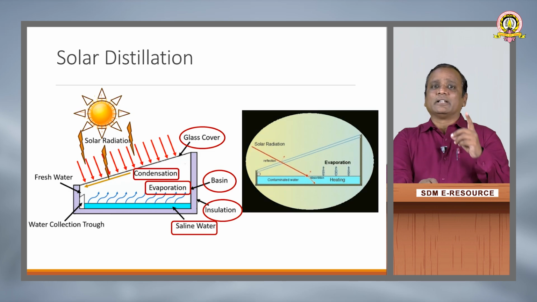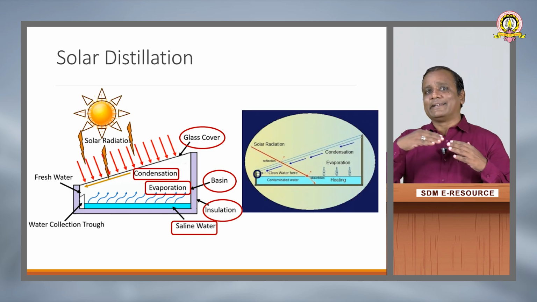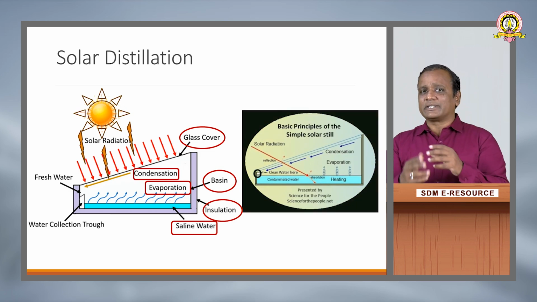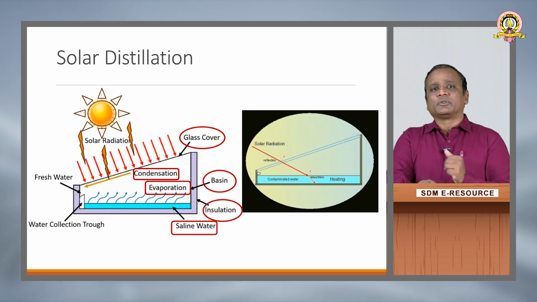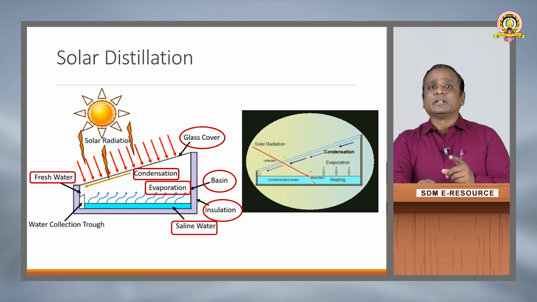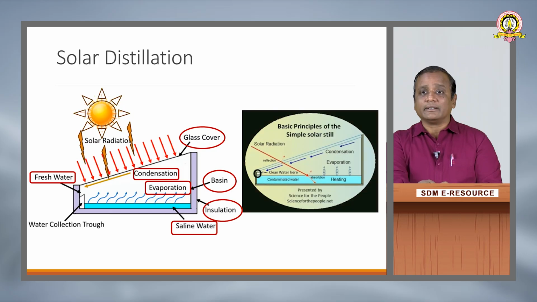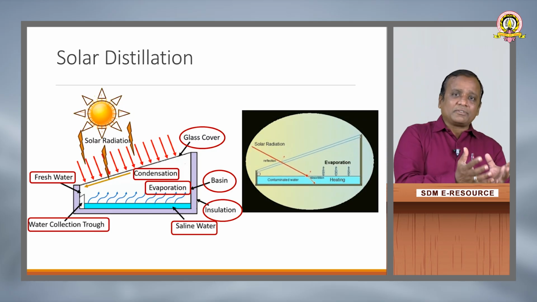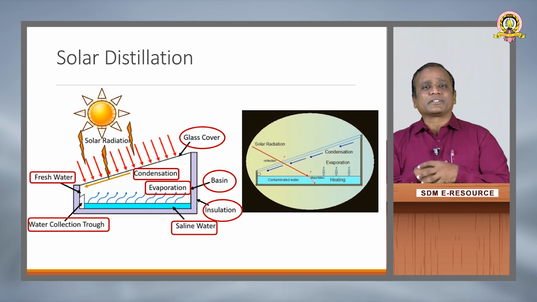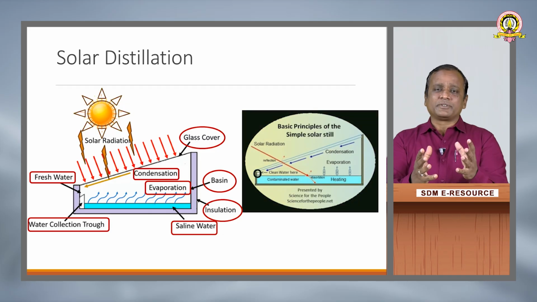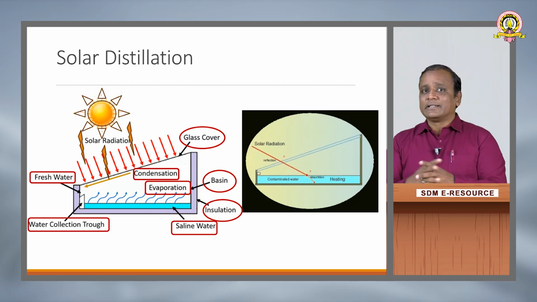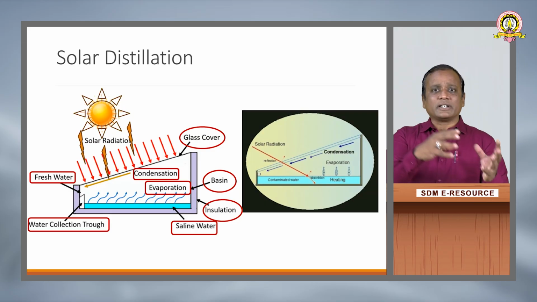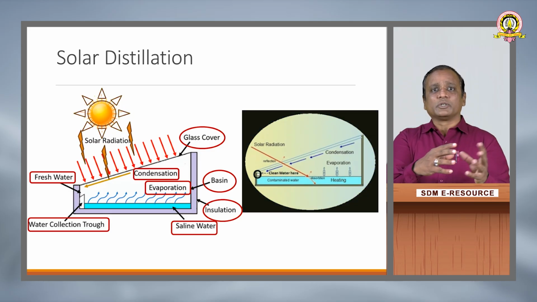As I said, the topmost glass cover is fitted slanted enough, so due to gravity it flows to the bottom side, where the fresh water is collected through a water collection channel and stored. In this way, the saline water can be converted into a drinkable, usable form of water by solar radiation.